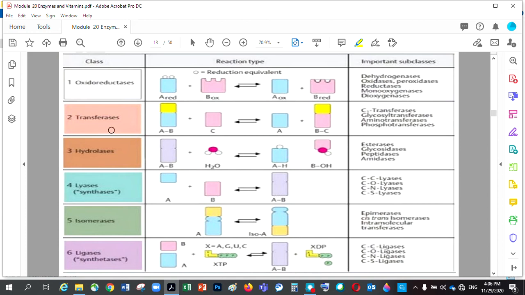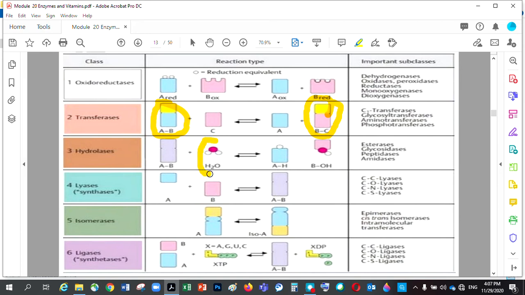And transferases, they are dealing with the transfer of groups. You can see what's happening here: you have A and B, and you have C, and you transfer B to C, see here, B to C, leaving A by itself.